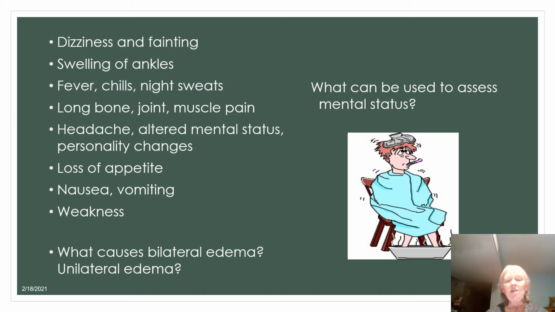Headaches, altered mental status, loss of appetite, nausea, vomiting. Remember when we talked about all the stuff in emergency care, we said everything causes nausea and vomiting, right along there with pulmonary edema, okay? And so there are different causes for bilateral edema and different causes for unilateral edema. Take a look at your book and see if you can find out what those are. We haven't talked about the Glasgow Coma Score, but it is something that we can use to assess mental status. We're going to talk quite a bit about that when we get into trauma, and especially head trauma.